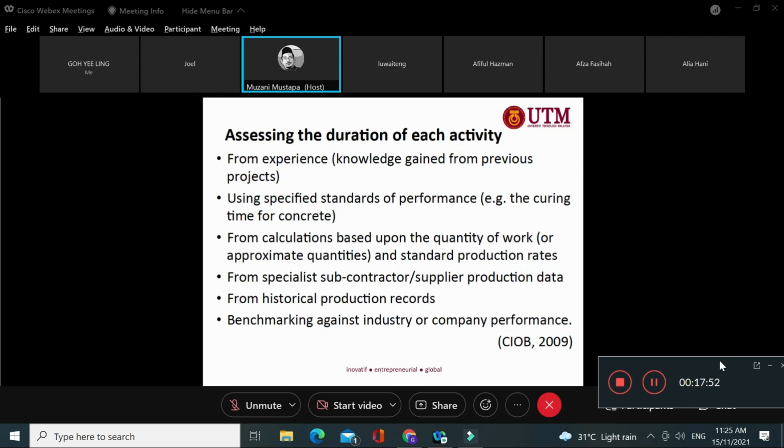Okay, so this is how, as a QS, when you put in the tender document, you set the time, so you are the first person to set that time duration, not the contractor. So the contractor has to comply and work backward: from 24 months, how can I manage to complete this particular project in 24 months, right?